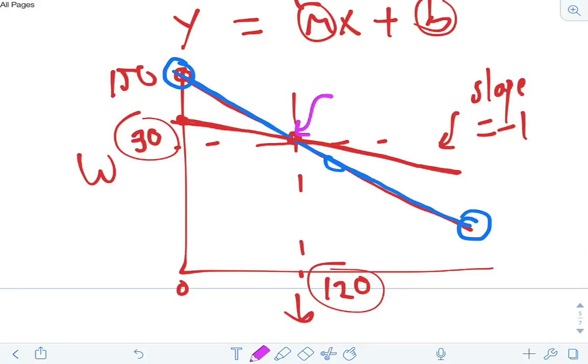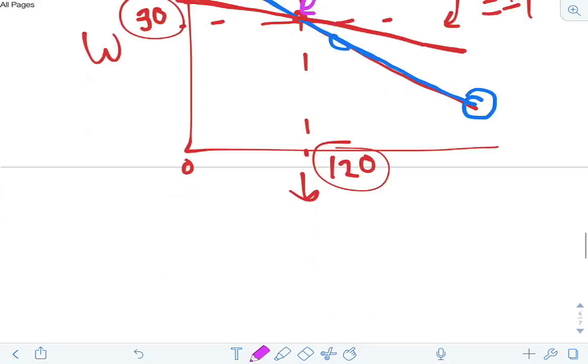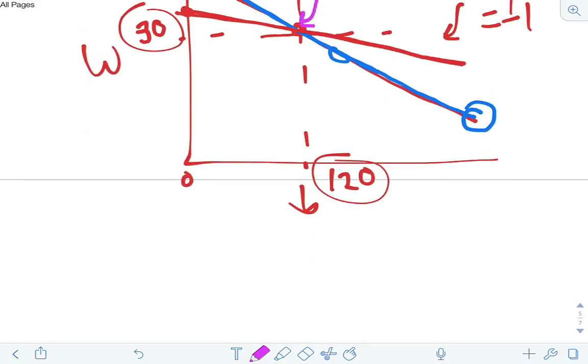So because they intersect, we know there's a solution. We can solve for it. We can solve for the intersection, and there it is. So that represents our problem as that.